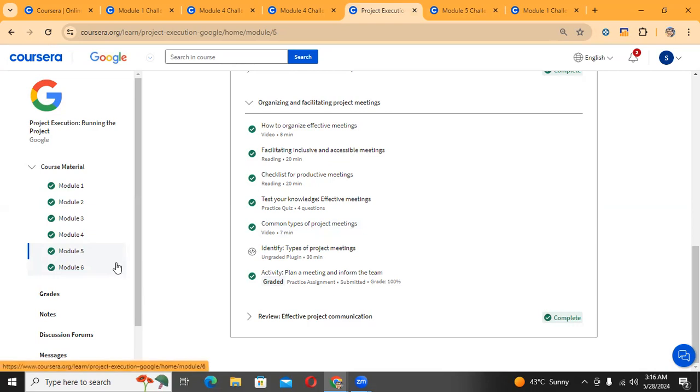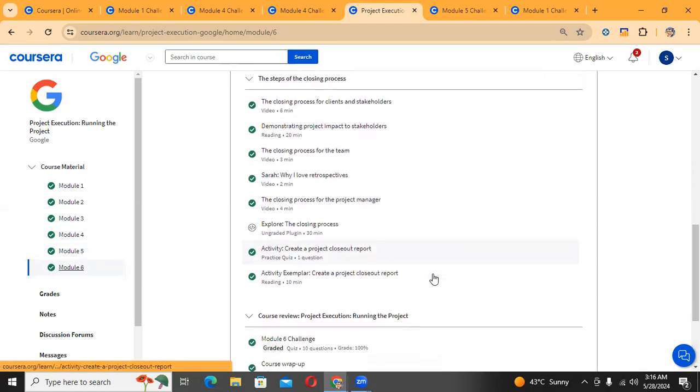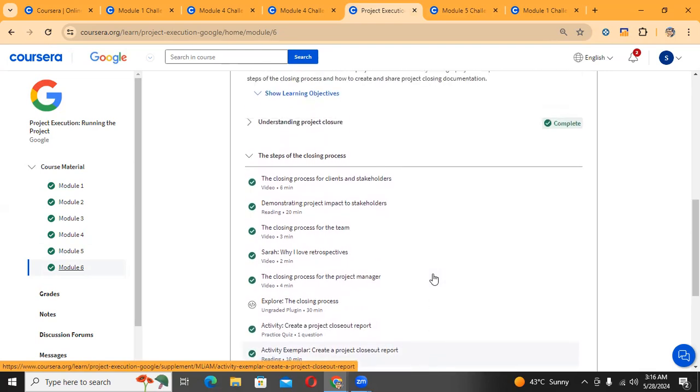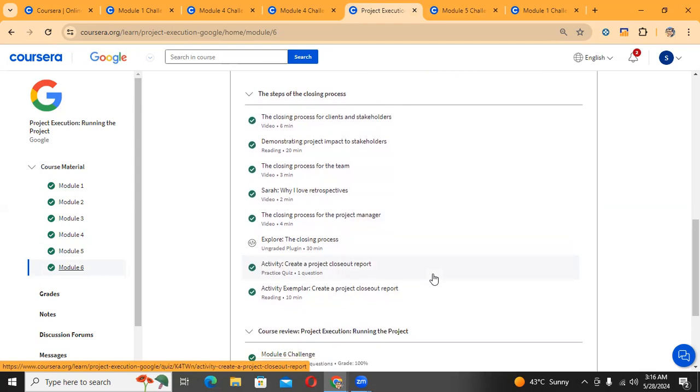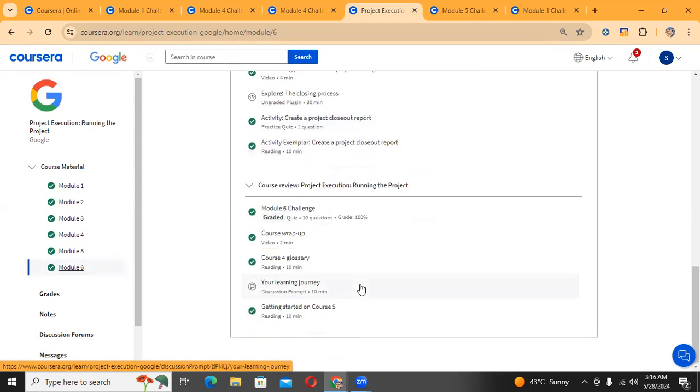And in the sixth module, closing your project, the final module covers the steps to close a project properly. You will learn why project closure is important, the process of closing a project for various stakeholders, and how to create and share the closing documentation. So let's do the quiz from this module.